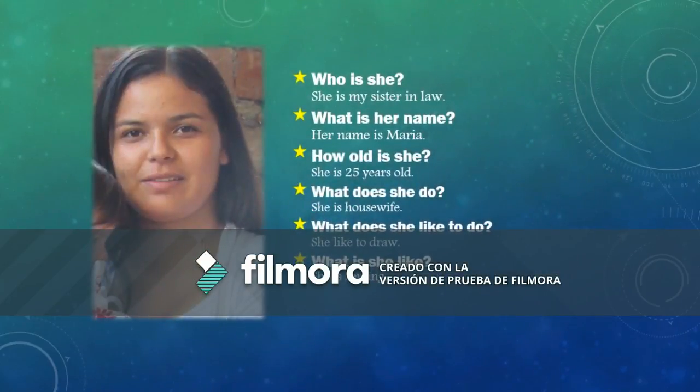Who is she? She is my sister-in-law. What is her name? Her name is Maria. How old is she? She is 25 years old. What does she do? She is a housewife. What does she like to do? She likes to draw. What is she like? She is smiling.